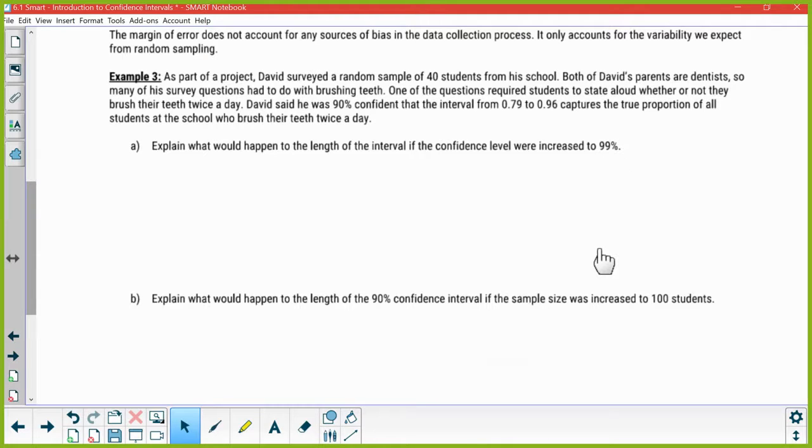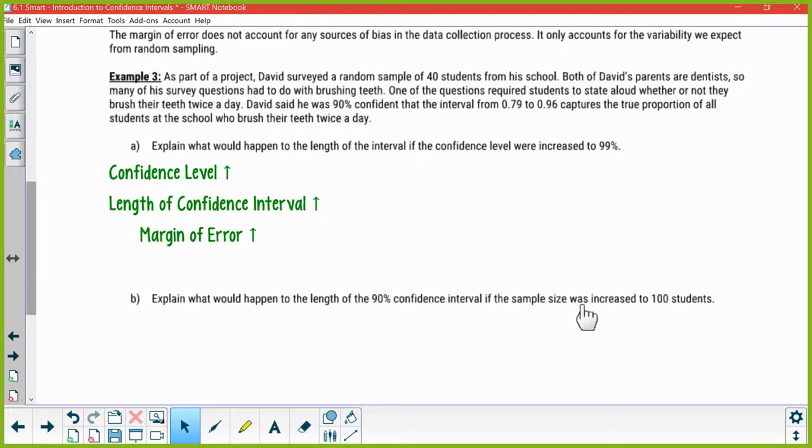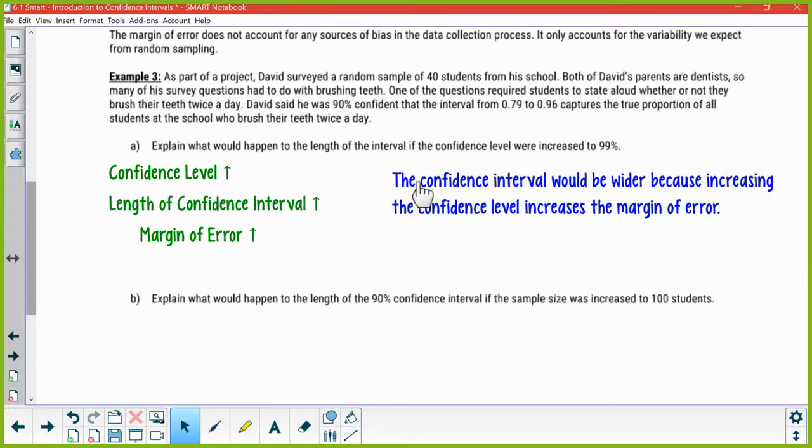So if I get more confident, I typically am going to have a confidence interval that is going to increase in size because it's going to have a larger margin of error. Again, back to those tests. The more confident I get, the larger my interval is, because I'm going to want to make sure I'm capturing the true value. So as confidence level goes up, so does the length of our confidence interval, which basically means our margin of error is increasing. So I said the confidence interval would be wider because increasing the confidence level is going to increase the margin of error.